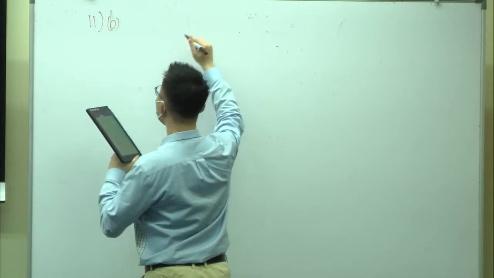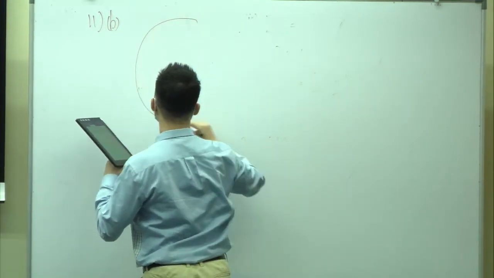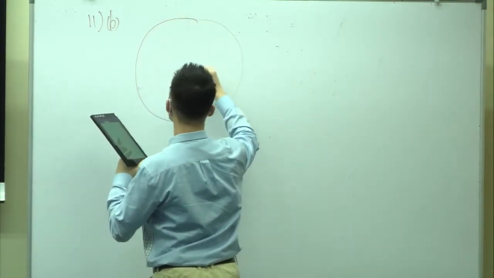Okay, so I'm going to draw this circle. This is point O.